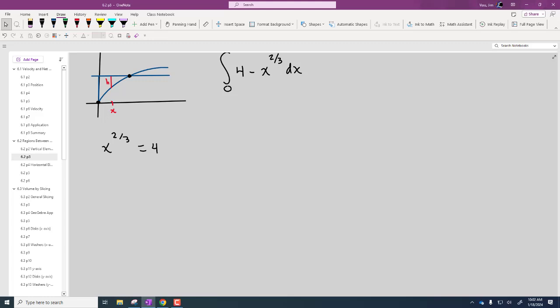And now we raise both sides to the appropriate power to undo that exponent on the left. So we'll raise both sides to the 3/2 power. So that will give us x. And we'll be doing a lot of this algebra type stuff.